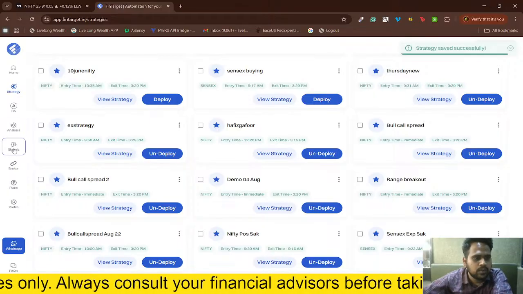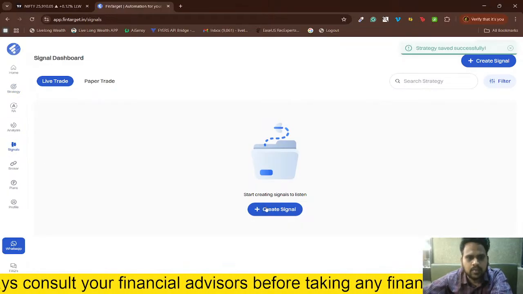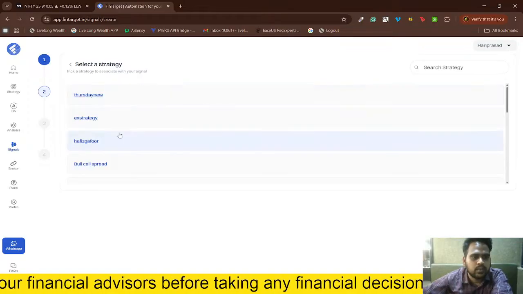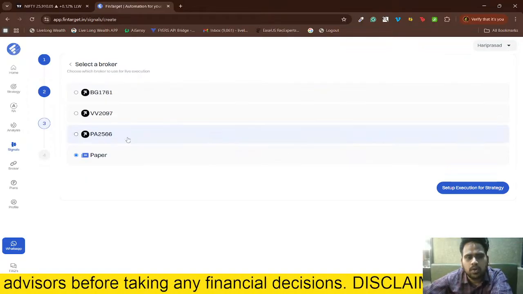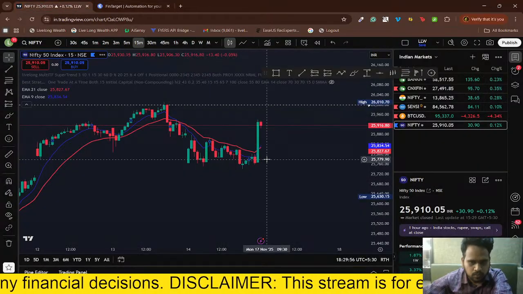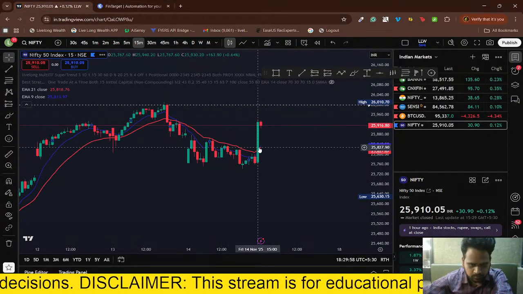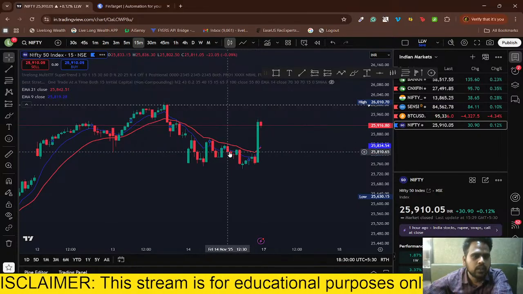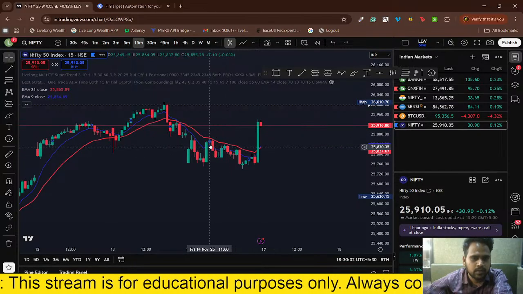Then again go to the signals over here. Create a signal, TradingView. So this is a bull call, paper. What we need to do here is go to the 9 moving average.